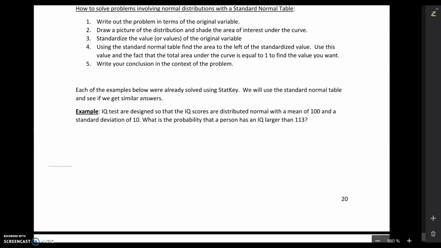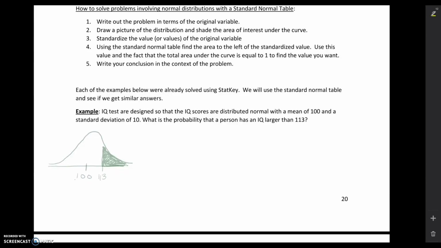We're going to start out by drawing a normal distribution. For the IQ scores, we have a mean of 100, and the value we're interested in is 113. Notice 113 occurs to the right of 100, so I'm going to draw it there. Since we want the probability that a person has an IQ larger than 113, I'm going to shade all of the area to the right. That's my goal. If I can find what this area is equal to, then I'll know what that probability is.